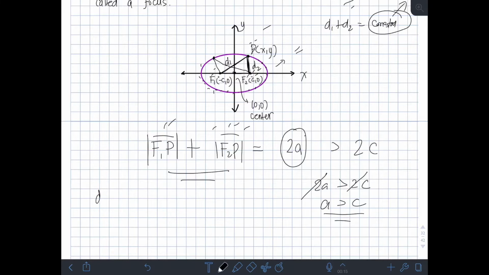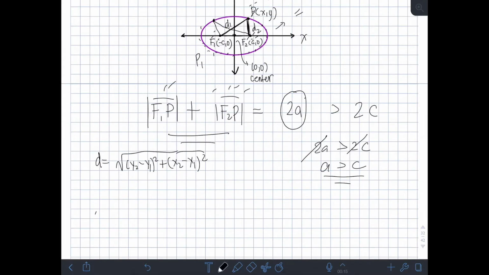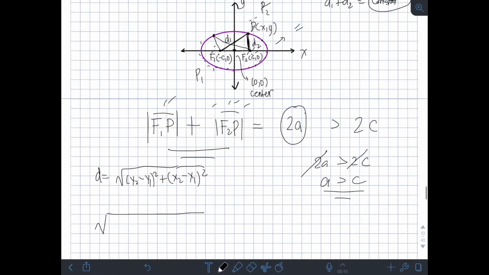Next, apply na natin yung distance formula to find the length of segment F sub 1 P tsaka F sub 2 P. So, diba yung distance formula is square root of y sub 2 minus y sub 1 squared plus x sub 2 minus x sub 1 squared. So, dito muna tayo sa F sub 1 P. So, let's say, point 1 si F sub 1, tapos point 2 si P. So, therefore, yung distance niya is square root of, so, y sub 2 is y, then yung y sub 1 is 0. So, y minus 0 squared plus, x sub 2 is x, then x sub 1 is negative c. So, x minus negative c, or positive c na, right?